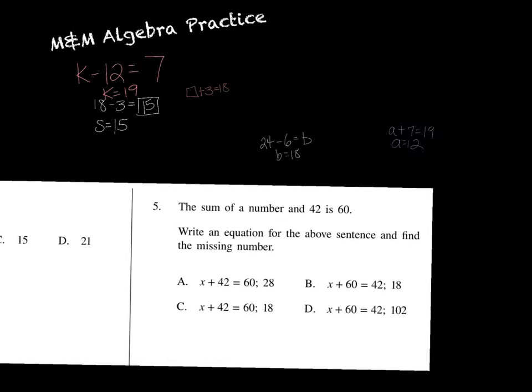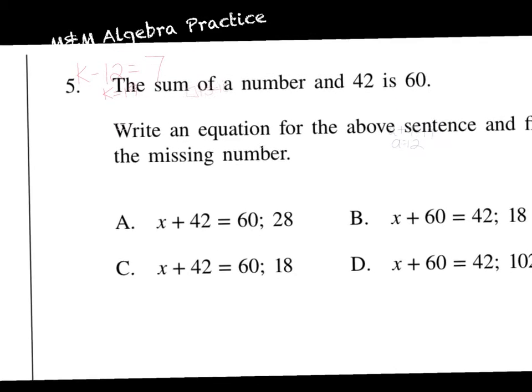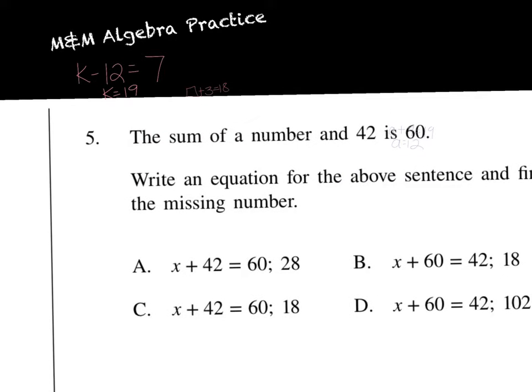Now look at number 5. What does it say? The sum of a number and 42 is 60. Okay, so the sum of the number. What is a sum? If you do not know your math vocabulary, you are guaranteed to fail STAAR, because they are not going to come and tell you, oh, this is what this means. You need to know your vocabulary.